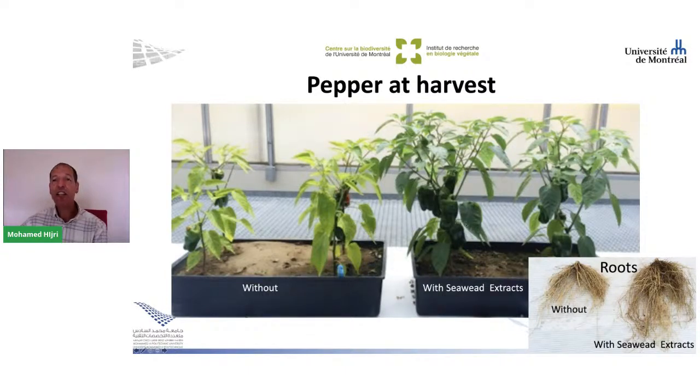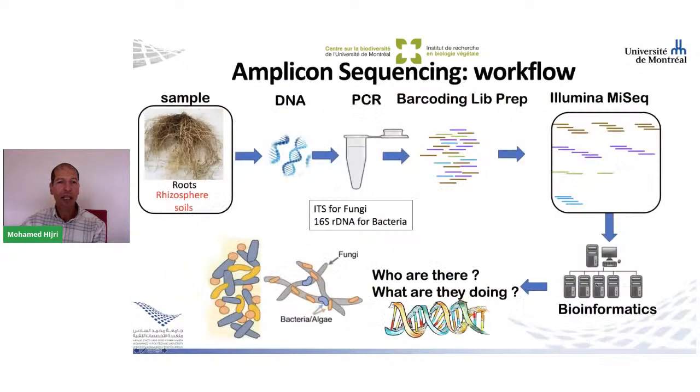And as you can see here, the plants that were treated look much better with a really very green color, even though we didn't put any nitrogen. And if you look at the root system, the plants that were treated with seaweed extract have a vigorous root system compared to the control.